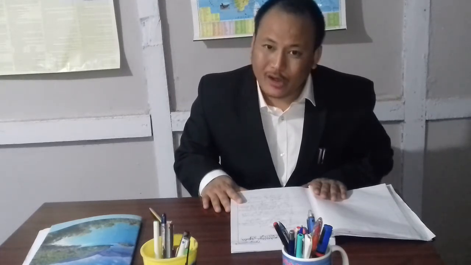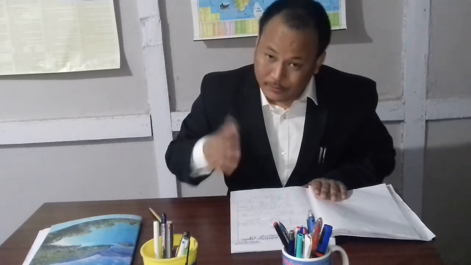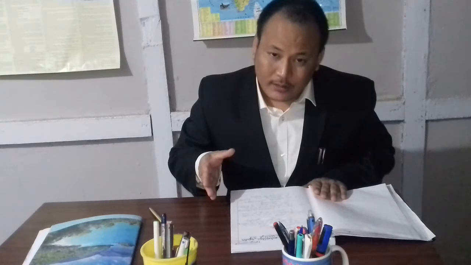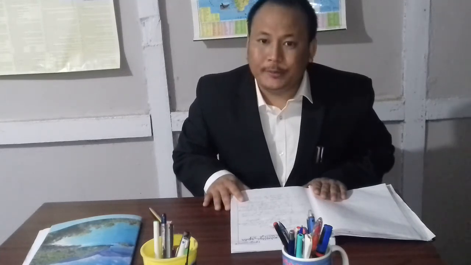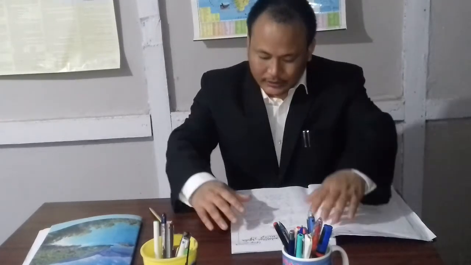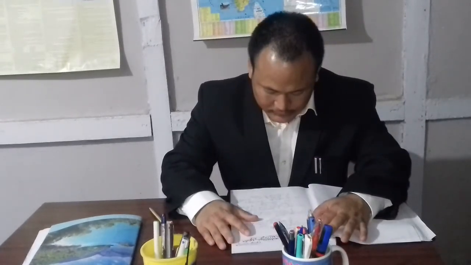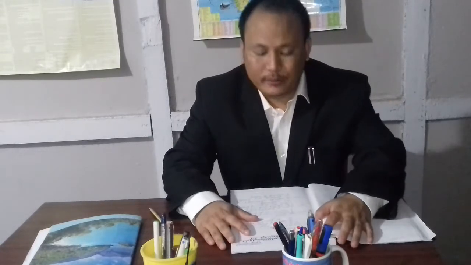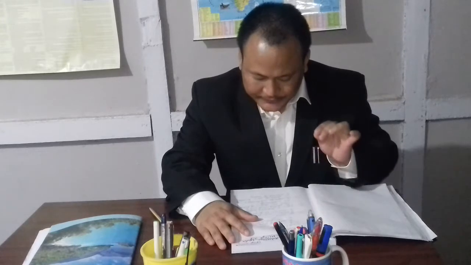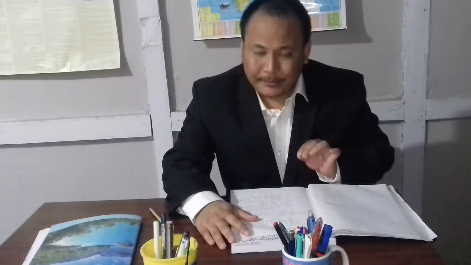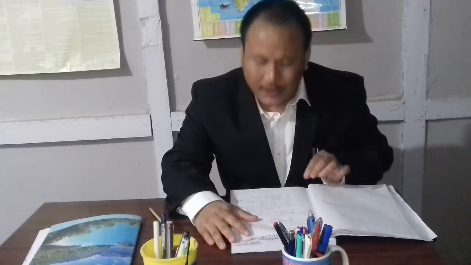Number 4, degree of prohibited relationship. The parties should not be within the degree of prohibited relationship. Number 5, no Sapinda relationship. It means no parties of the same ancestor are allowed to marry.